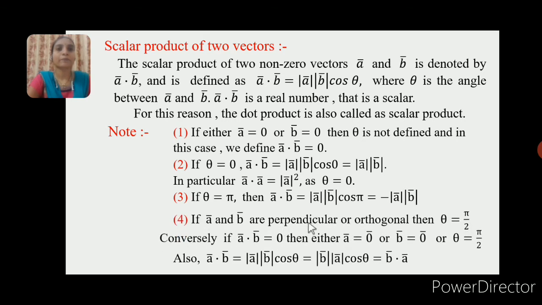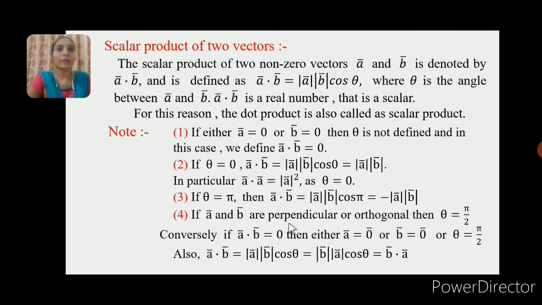Fourth, if a bar and b bar are perpendicular or orthogonal, then theta is equal to pi by 2. जर a bar आणि b bar हे परपेंडिक्युलर किंवा ऑर्थोगोनल असतील तर थीटा काय असणार आहे, pi by 2. कॉन्व्हर्सली, if a bar dot b bar is equal to 0, then either a bar is equal to 0 or b bar is equal to 0 or theta is equal to pi by 2. जर डॉट प्रोडक्ट 0 असेल तर either a bar equal to 0 असणार आहे किंवा b bar equal to 0 किंवा theta is equal to pi by 2.